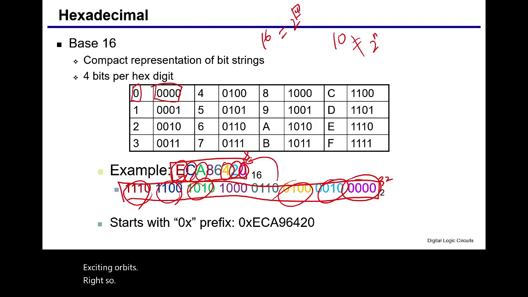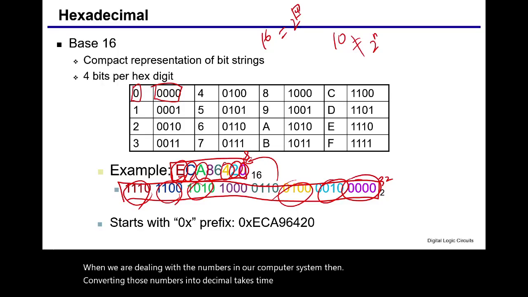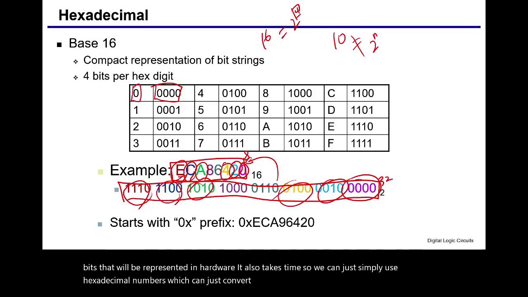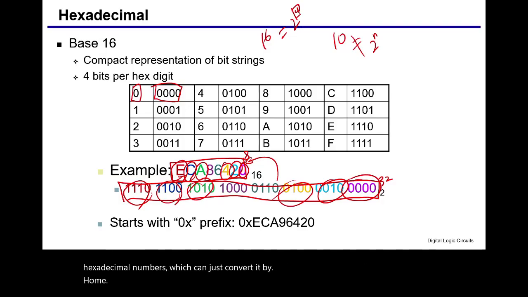So when we are dealing with numbers in our computer system, converting those numbers into decimal takes time, and converting decimal numbers into binary bits that will be represented in hardware also takes time. So we can simply use hexadecimal numbers, which we can convert just by looking at those numbers.